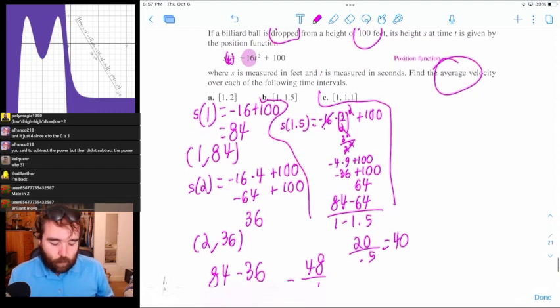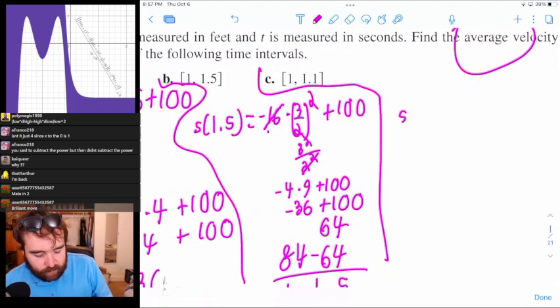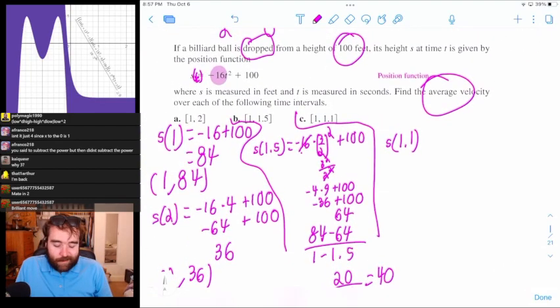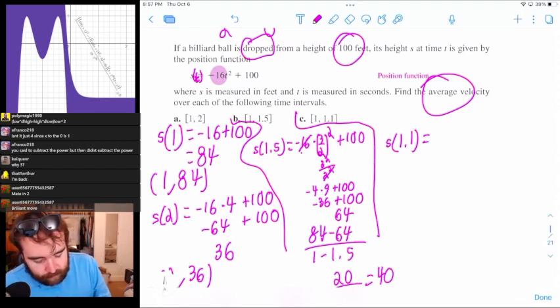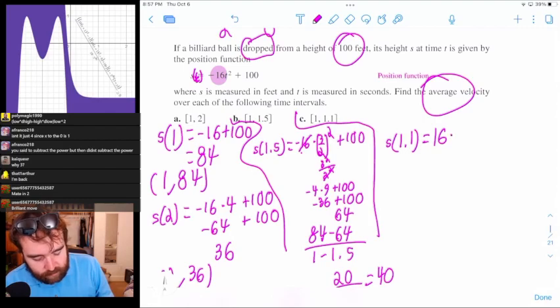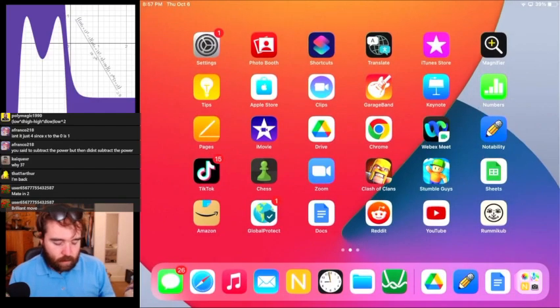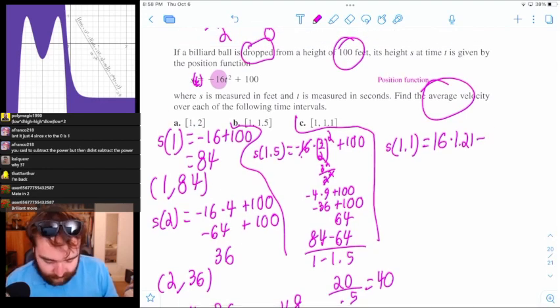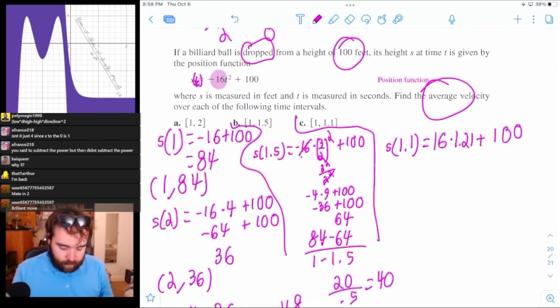So next, let's do it from 1 to 1.1. So first off, we have to find s of 1.1. So let's see. That might be nicer to use a calculator, but I'm persistent, so I'm not going to. Plus, I can do 1.1 squared pretty easily because that's just 11 squared. And 11 squared is 121. So this is negative 16 times 1.21, which again is going to be better with a calculator, but I don't like calculators. And then plus 100. So what is 16 times 1.21?